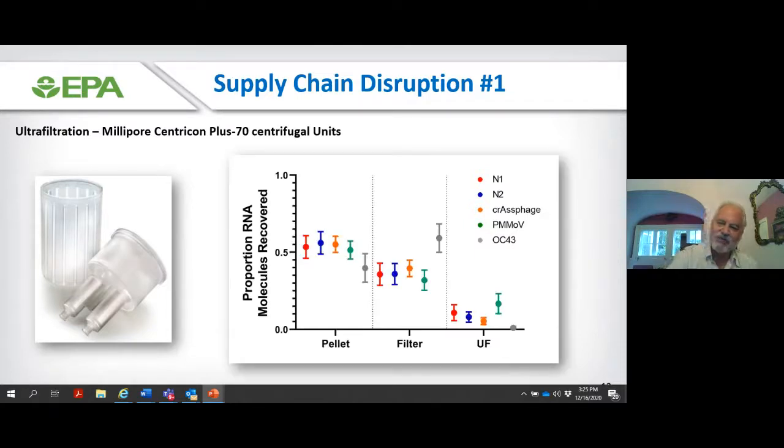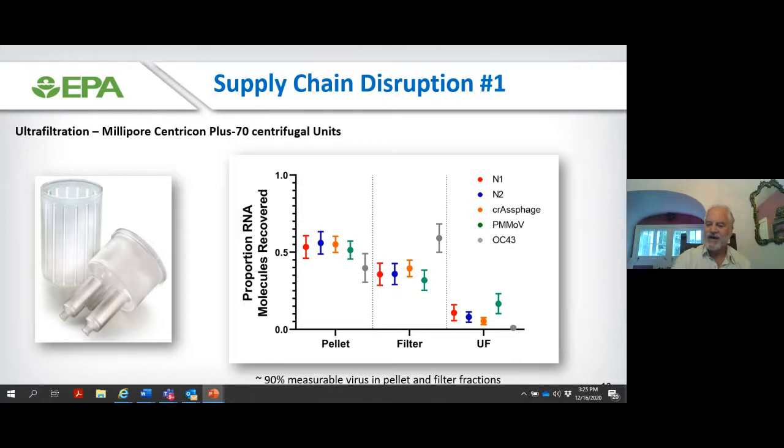Fortunately, this graph here shows the proportion of the RNA that we recovered in our samples based on those different fractions I mentioned, the pellet, the filter, and the ultrafilter fraction. The Centricon is to capture that last bit, what's remaining after you've taken the pellet and filter. Fortunately, as you can see, the bottom line here is that 90% of the measurable virus is in the pellet and filter fraction. So thankfully, that supply chain disruption was not a problem. In fact, it streamlined our analysis.